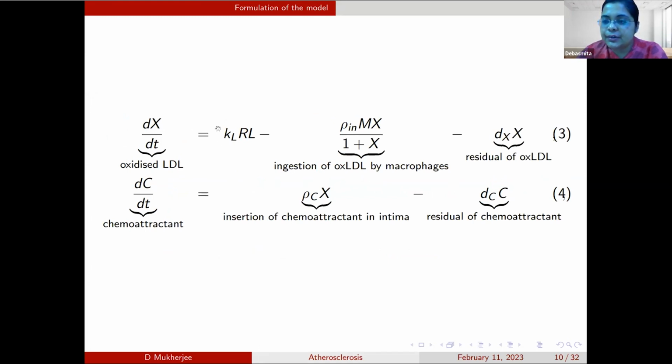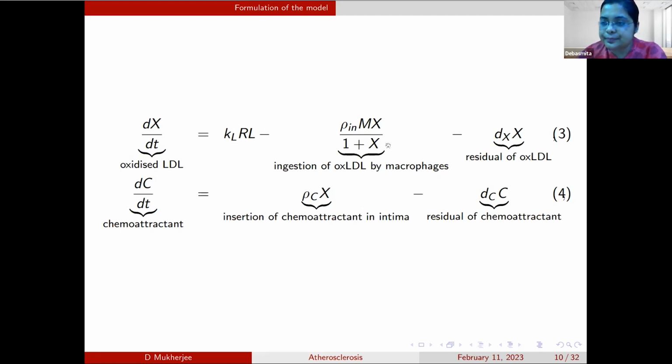Next equation is on the oxidized LDL. Now inside the intima, oxidized LDL was formed from the interaction of radical and LDL. So that's why the source term for oxidized LDL becomes this same term, which we have seen as a negative term in the previous last two equations. And now oxidized LDL is interacting with macrophages to form the necrotic core.